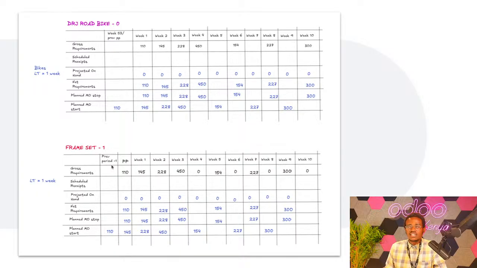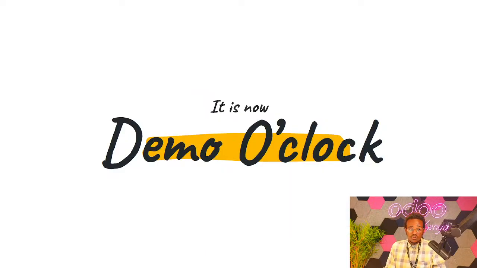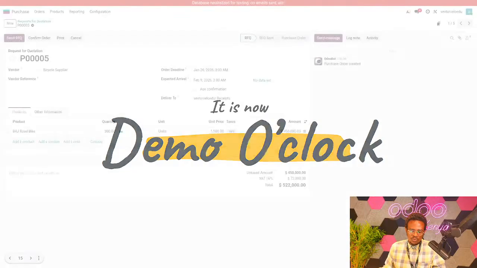So if creating the master production schedule for just purchase orders was tedious, you can trust me that creating it for manufacturing orders is more tedious. So you have your level 0, your level 1, and you also have your level 2 master production schedule. But when we're using the Odoo MPS, luckily, we do not have to go through the trouble. So we'll go back to our database where I'll show you exactly how we do that.